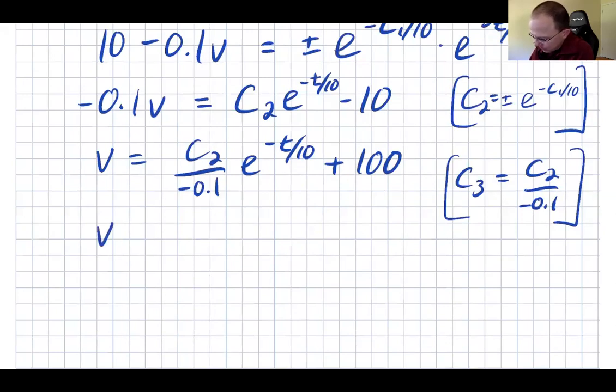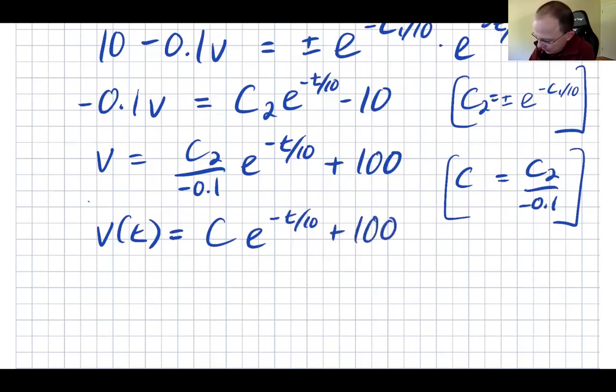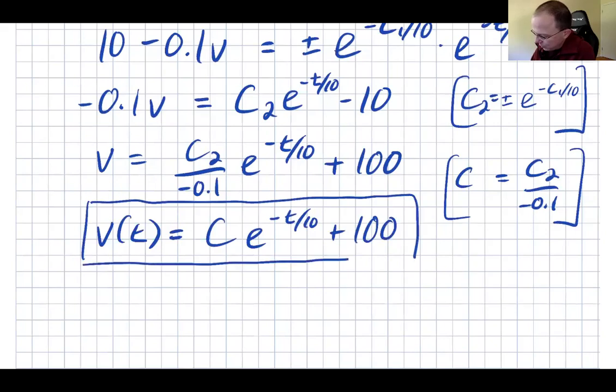Okay, so V of t is equal to, oh actually, I'll just call that C. C e to the negative t over 10 plus 100. There we go. So there is our formula now for the velocity, taking into account some air resistance.